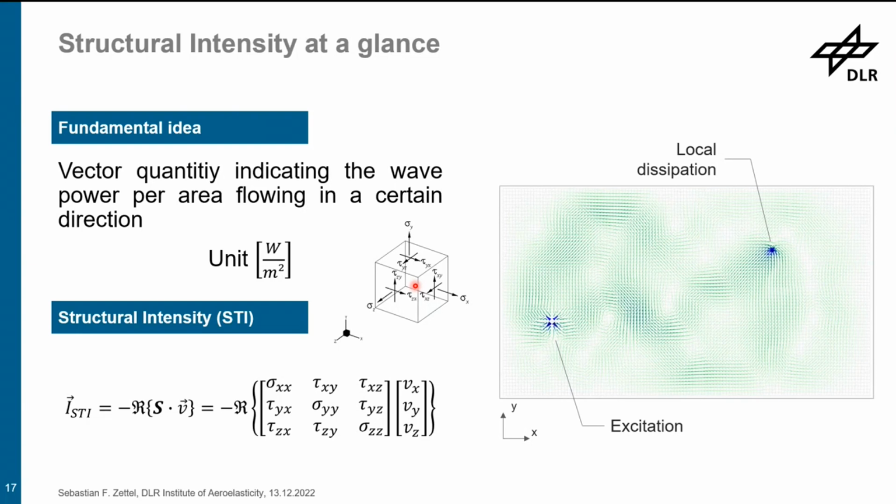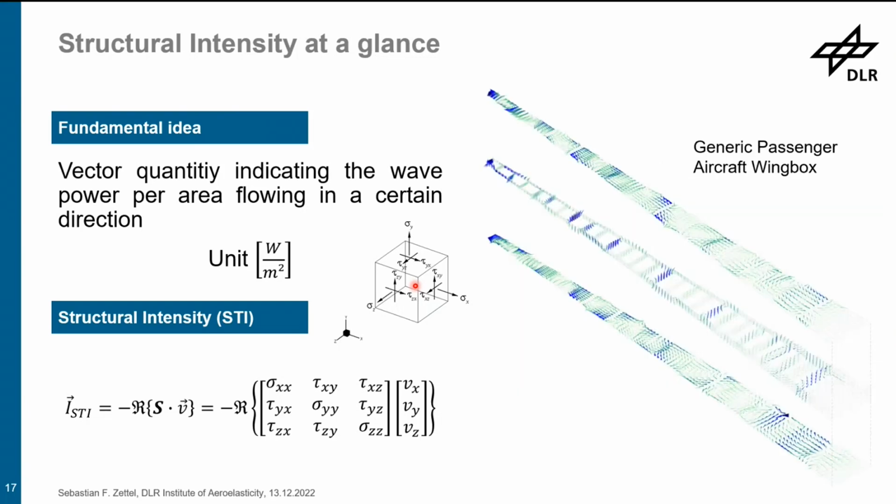But we can calculate these structural intensity fields not only for simple plates, but also for much more complex structures like this generic passenger aircraft wing box. And as you might realize, these two examples use shell elements, in comparison to the material block I just showed here on the left side for the equation.